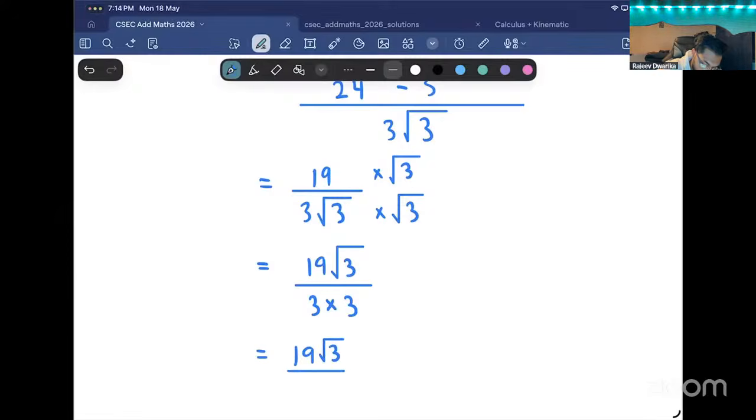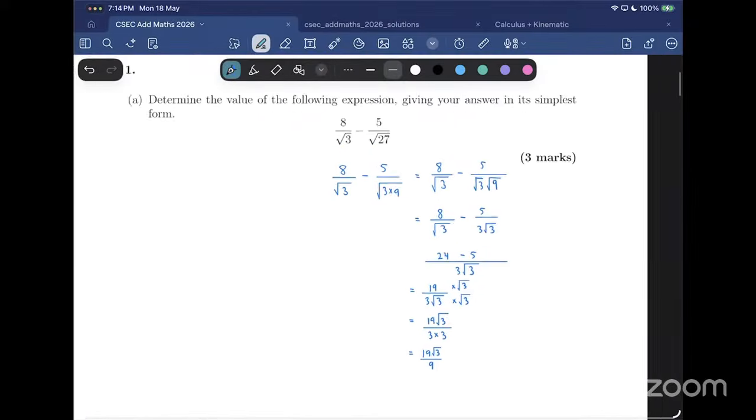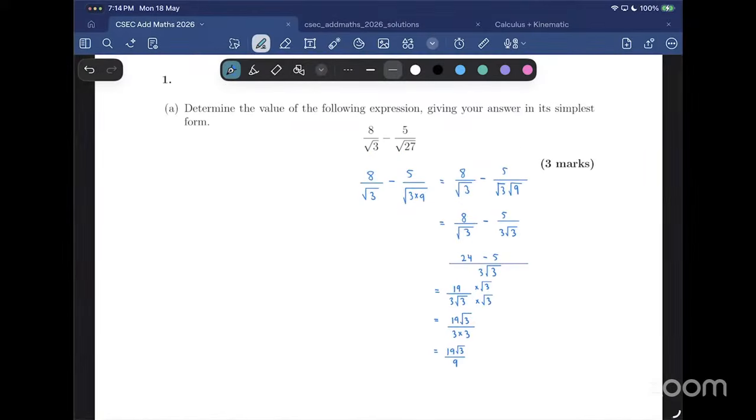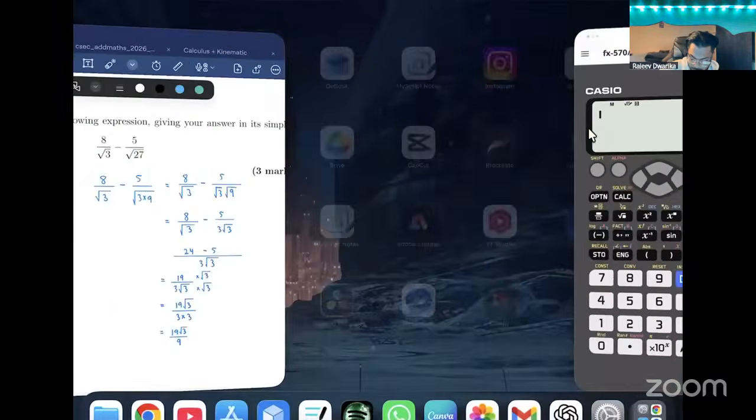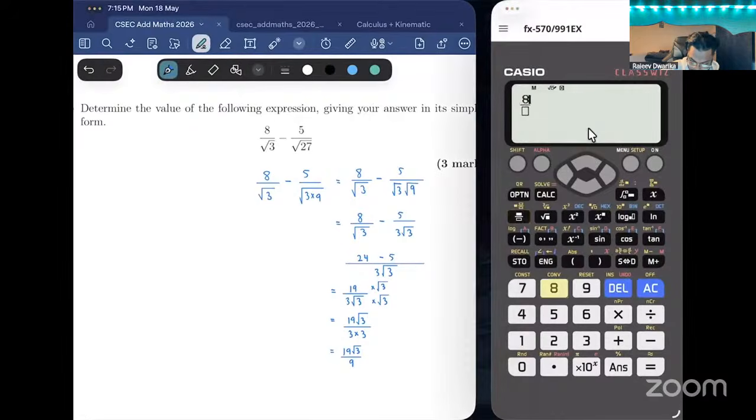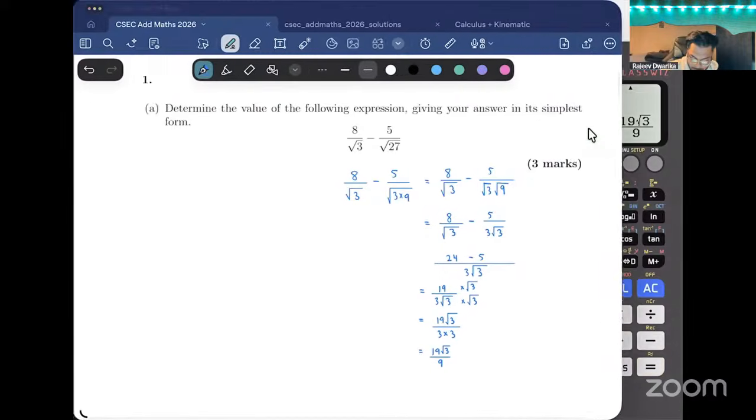Did anybody get this? Okay, cool. And if you plug it into your Casio, you'd have gotten the same answer, 19 root 3 over 9. Watch. If you put 8 over root 3 minus 5 over root 27, you see you get the same answer. Nice. We'll continue.